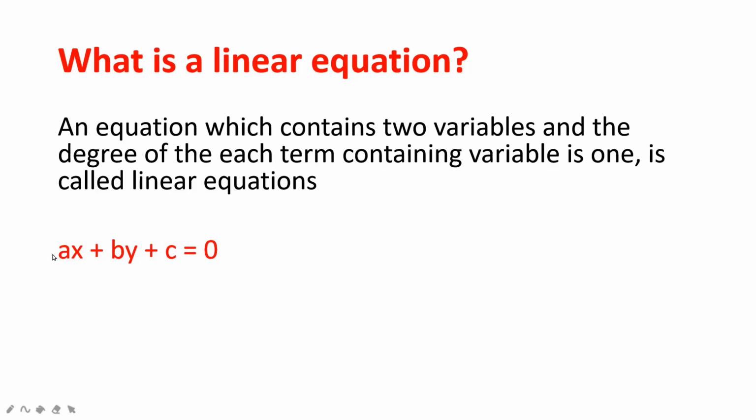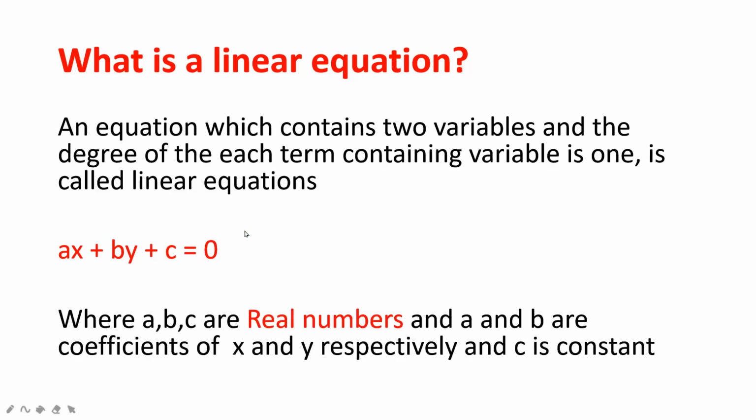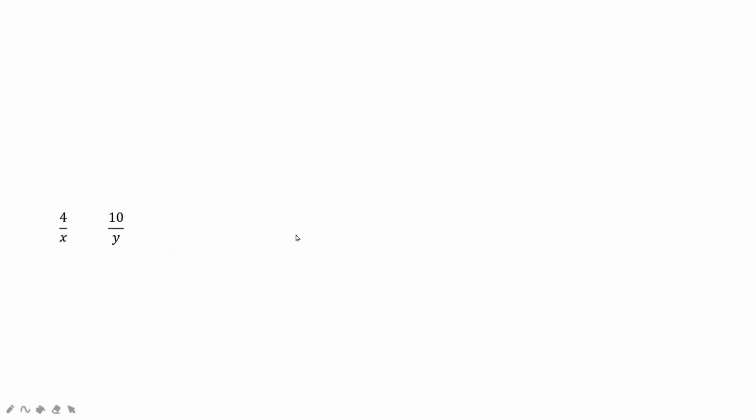Now, what is this A, B, and C? So A over here is our coefficient of x, and B is our coefficient of y, and C is our constant, which can be any number. Okay, so I hope what is a linear equation is clear to you, and the definition is also clear to you. We will understand more in detail with this one question.